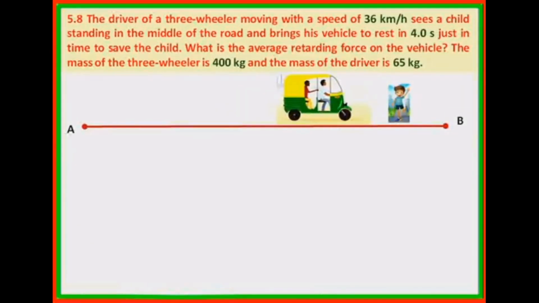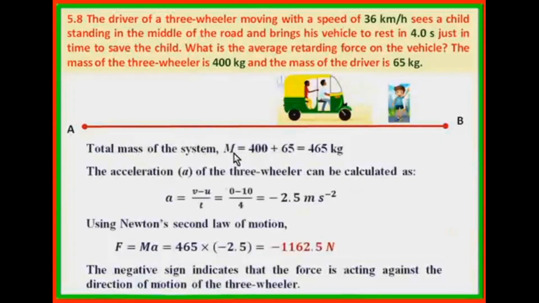So the given in the question is that the driver sees a child who's standing in the middle of the road and he was traveling with the speed, that is, he started his vehicle with the speed of 36 km per hour. To not hit the child, he is just applying the brake, which means that the force which is going to be experienced by his vehicle is going to be the retarding force. That is, it's going to stop the vehicle, right? The mass of the vehicle is 400 kilogram and the driver is 65 kg. We need to go for the solution where we can find the retarding force.